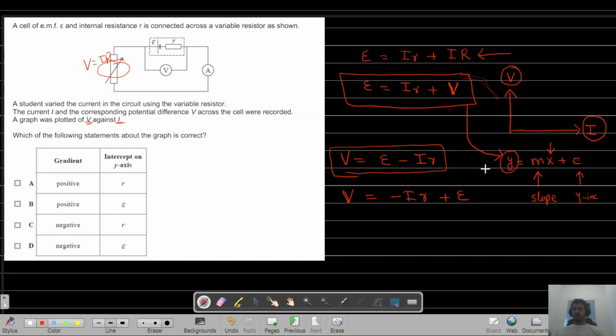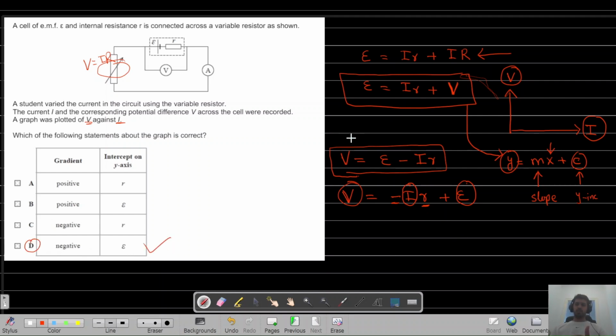That means Y in our case is V. Similarly, c, which is the y-intercept, in our case, is E, that is EMF, and x is whatever we are plotting on the x-axis. In our case, it's I, and whatever is being multiplied with I will be the slope, right? In this case, it's minus r. So that means we have a negative slope and we have EMF E as our y-intercept. So if you look at the options, you can see it's option D, that is the gradient should be negative and the y-intercept should be E. So this is the correct option.